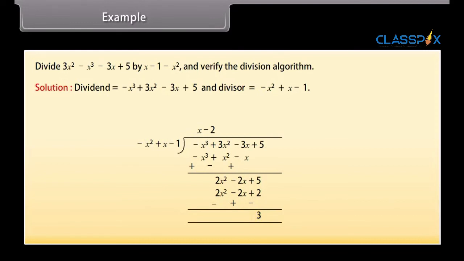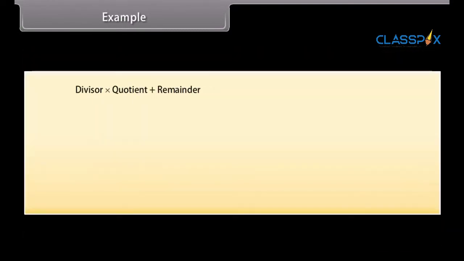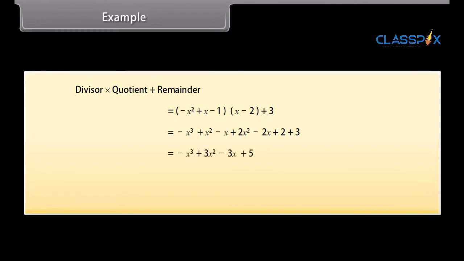Now to verify, let's see whether divisor times quotient plus remainder is equal to dividend or not. So, divisor times quotient plus remainder is equal to (minus x squared plus x minus 1) times (x minus 2) plus 3, equals minus x cubed plus x squared minus x plus 2x squared minus 2x plus 2 plus 3, equals minus x cubed plus 3x squared minus 3x plus 5, which is equal to dividend. Hence, verified.